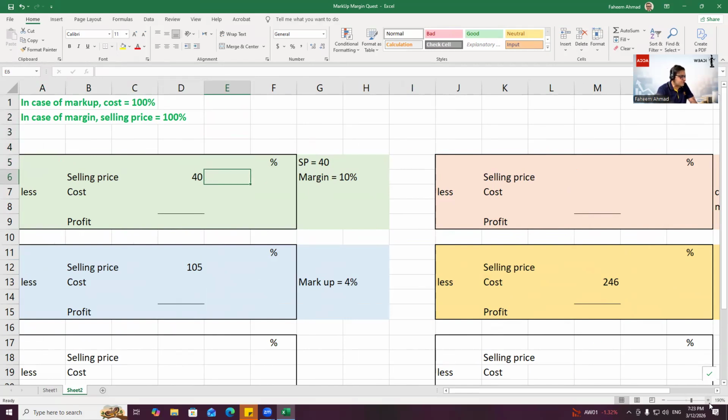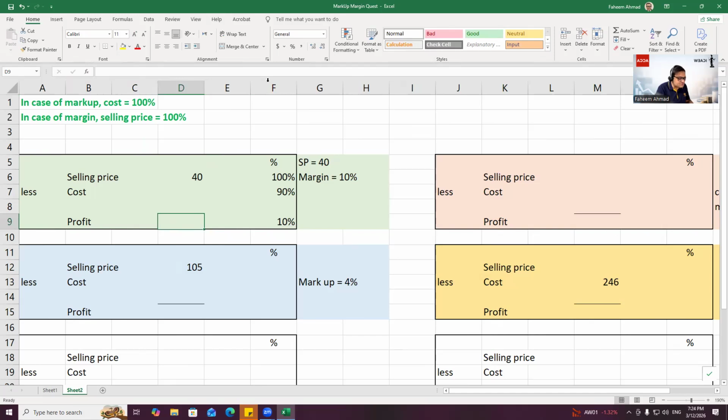So you can see this green box. We are going to apply these rules here. Selling price is 40 and margin is 10%. As I said, wherever you see the word margin, you will write selling price as 100%. That means profit as a percentage of selling price is 10%. If I take the balancing amount, that's cost, that should be 90%.